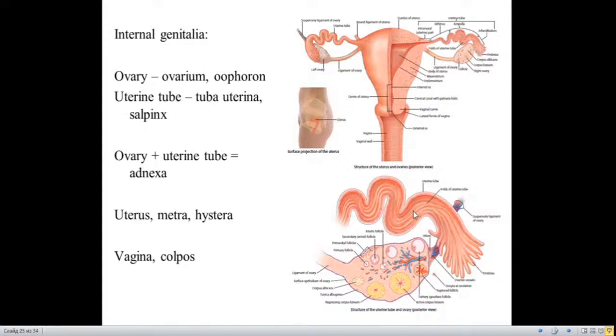One more factor helping in this process is the presence of a muscular tunic in the uterine tube, which has two layers, longitudinal and circular, and contraction of these layers also helps the oocyte to move through the uterine tube.